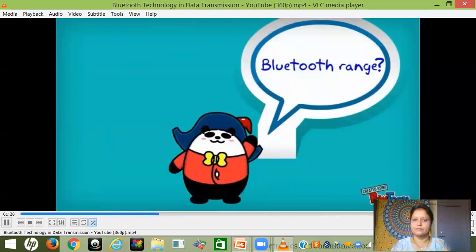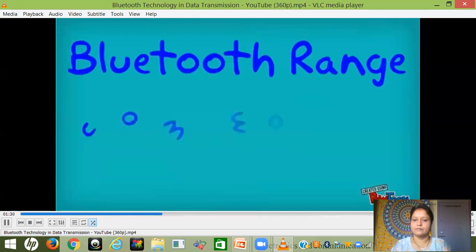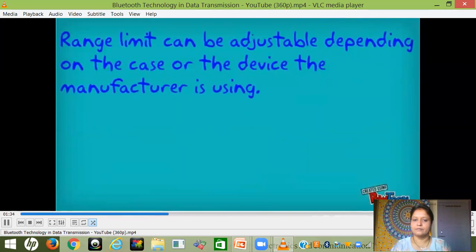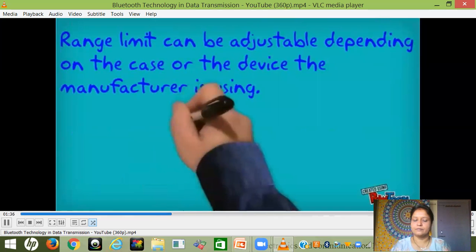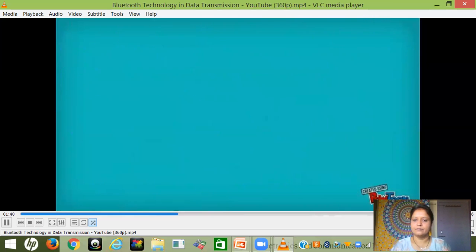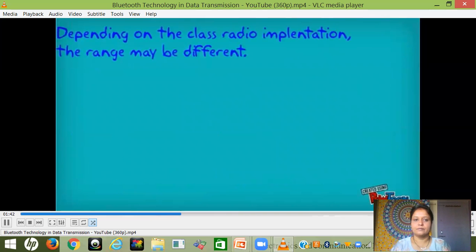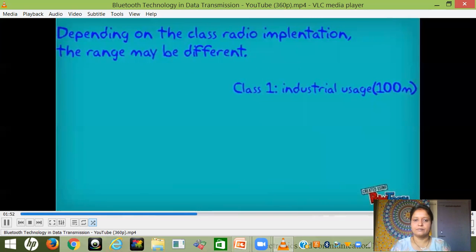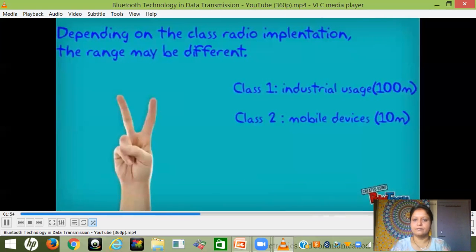telecommunication industry. The Bluetooth range is around 10 meters, which is about 30 feet. It is common. Depending on the device or the case that they are using, the manufacturer can upgrade or downgrade the range limit. The range may be different depending on the class of radio used in implementation. Do you guys know that there are actually 3 classes of radio? Well, if you don't, take a look. Class 1. It is for industrial usage. The distance is 100 meters, which is 300 feet. Class 2. We use Class 2 for mobile devices. It can range around 10 meters, which is 30 feet.